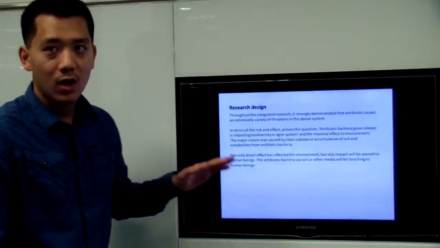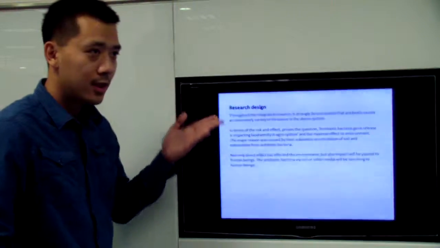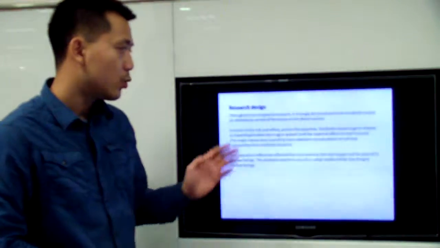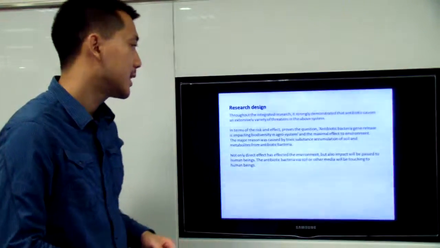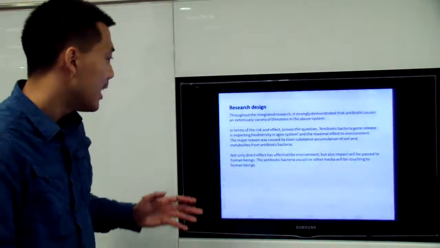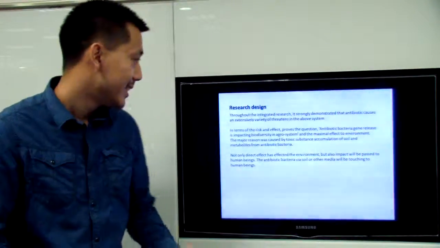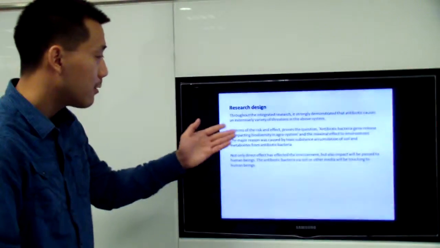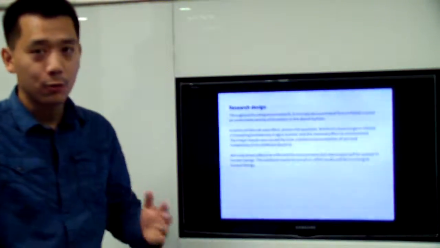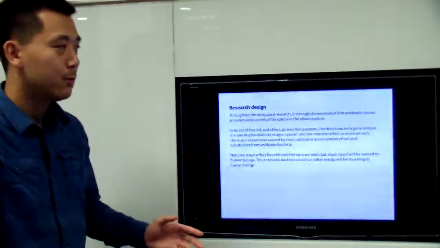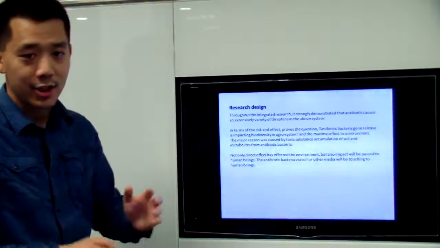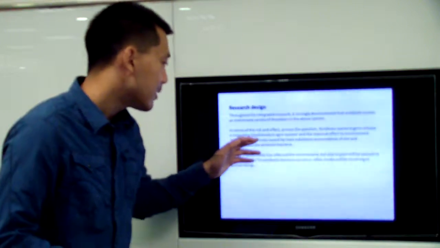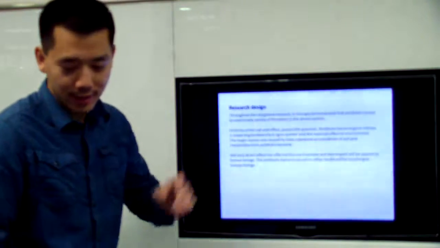After all the design, the literature review and the research design, the integrated research strongly demonstrated that antibiotics cause an extensive variety of threats in the environmental system. In terms of risk and effect, the question has also been improved: antibiotic bacteria gene release is impacting biodiversity in the aquatic system.